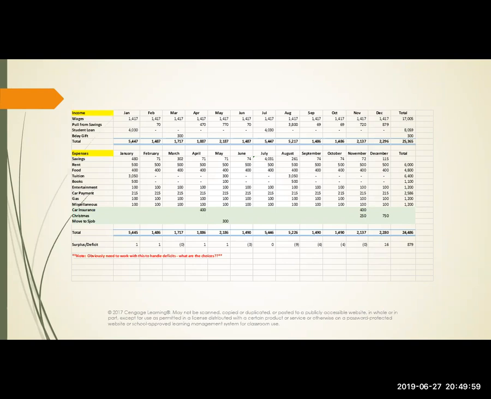Conversely, in the months where you have a deficit, so this person obviously in April, May, June, August, you can see all those months on the row called pull from savings. She's needed to pull money from her savings, which I assume she's built up from her student loans, in order to balance her budget for that month. So in bright red at the bottom, obviously you need to work with this to handle your deficits or your surpluses. What are the choices?